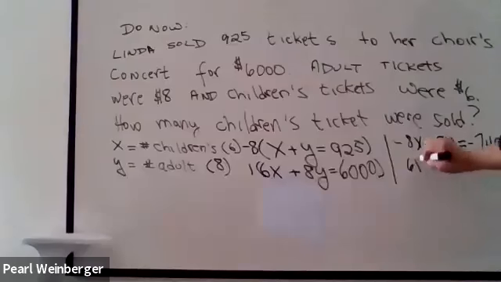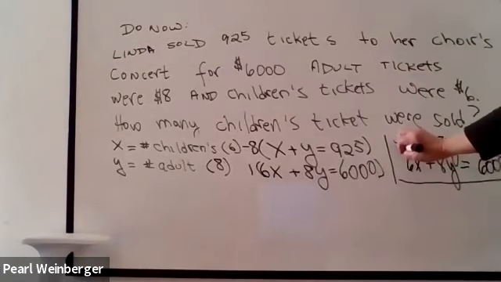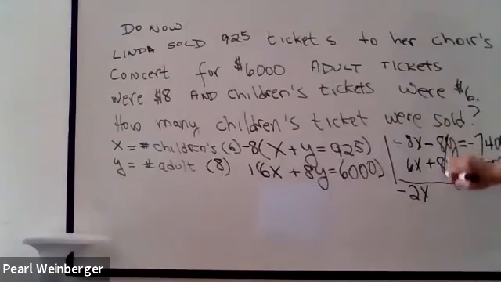And then 6x. You're multiplying this by 1, so nothing's changed. Plus 8y equals 6,000. So we're going to have 2x. Positive or negative? This is a -8x and a positive 6x, so that's going to give us a negative. And the y's cancel out.